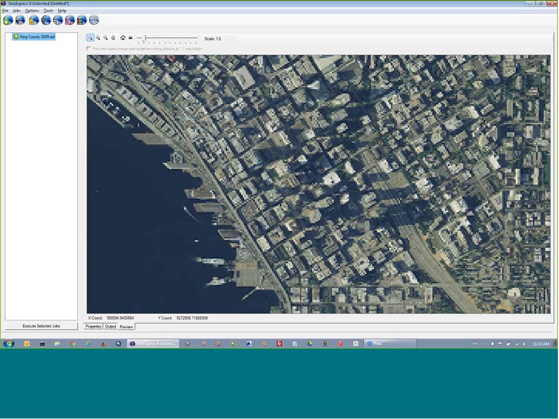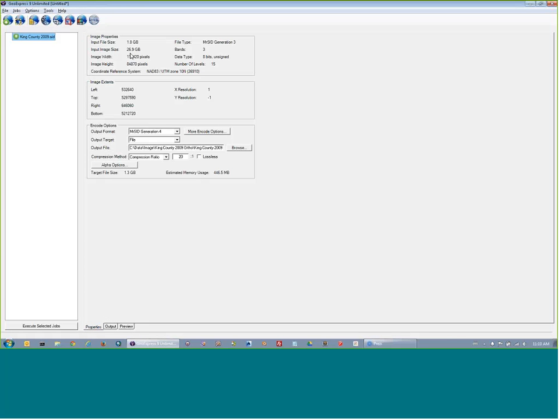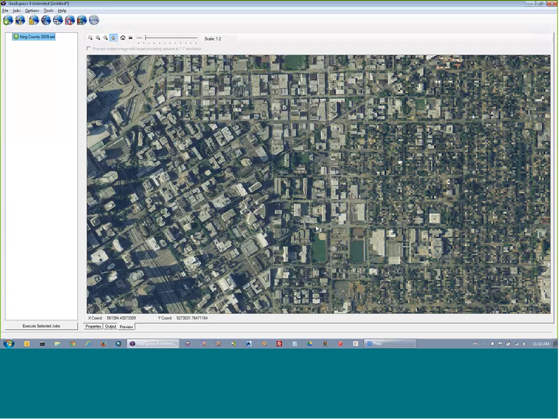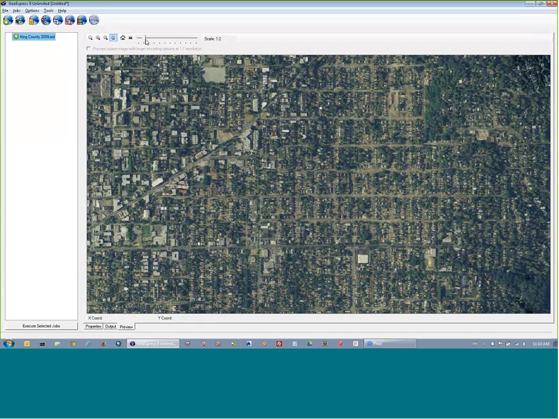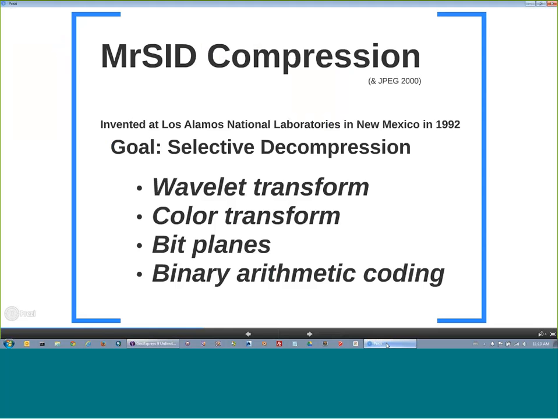If I come in here, we're quickly decompressing that area right there. And if we look at the properties of this image, we can see that it's extremely large. We can see that it's nearly 27 gigabytes worth of data that's packed down into a 2 gigabyte file size. So that's pretty impressive from the start. But being able to quickly pan and zoom about that 27 gigabytes worth of data is what MrSID is all about, selective decompression. That's what that term means.